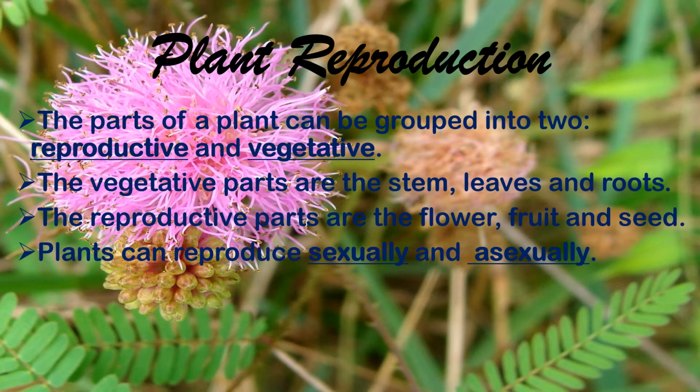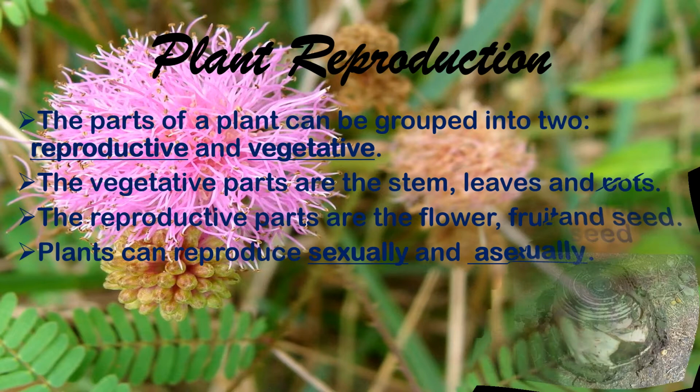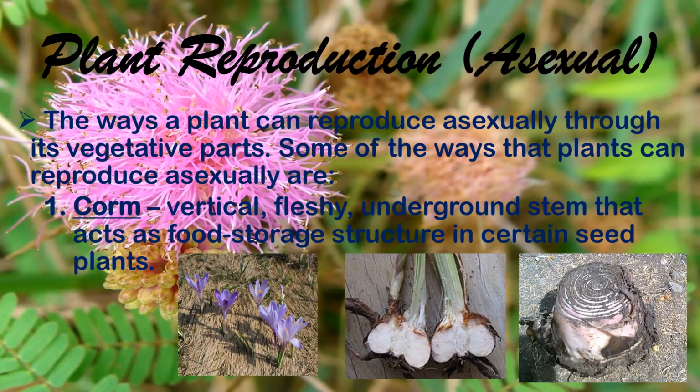The parts of a plant can be grouped into two, reproductive and vegetative. The vegetative parts are the stem, leaves, and roots, while the reproductive parts are the flowers, fruits, and seeds. Plants can reproduce sexually and asexually, just like some animals. Plants can reproduce asexually through their vegetative parts.